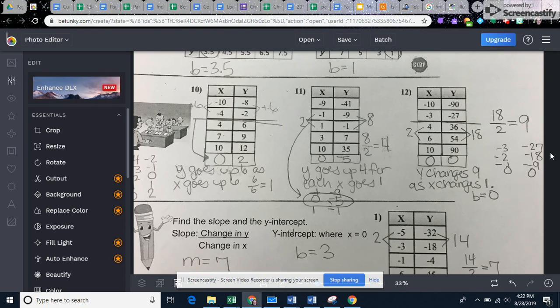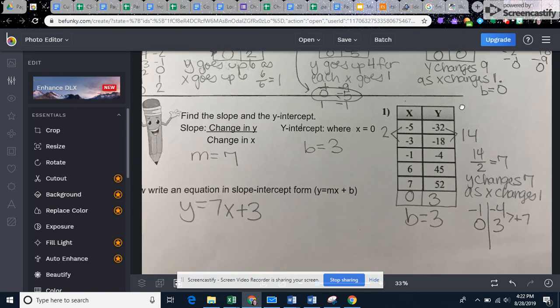And then I'm adding 9 each time. Plus 9 gets me -18. Plus 9 gives me -9. Plus 9 gives me 0. And so when my x is 0, my y would be 0. And so that's how you can use your table and your slope to help you find the y-intercepts.